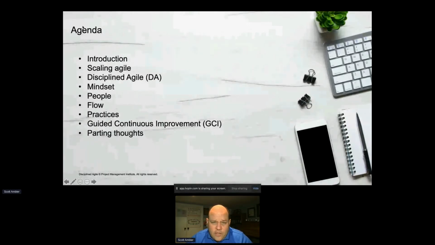Because that's what you really need to do. It's not about adopting frameworks. Frameworks like Scrum and SAFe and others are great. They're good starts, but they're not your ending point. They're merely beginnings on your Agile journey.